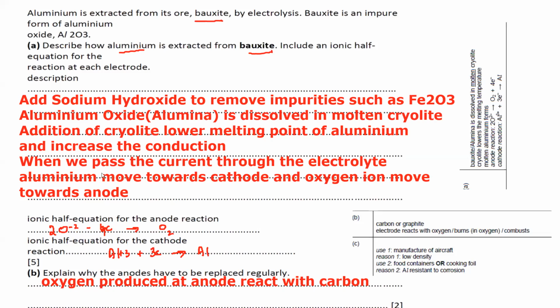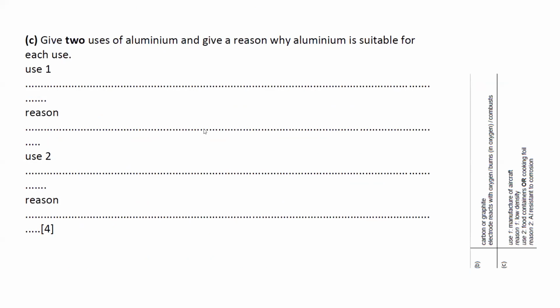So another question, as we discussed: give two uses of aluminium and give a reason why we use it. So what are the two uses of aluminium? For example, if we say it is used to manufacture aircraft bodies, then what is the reason? Because it is strong and it has a low density.